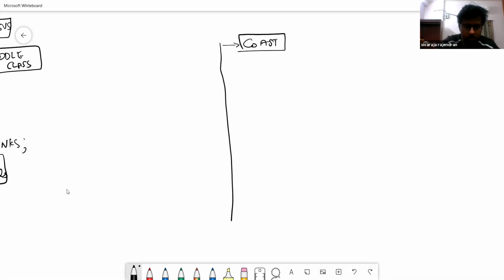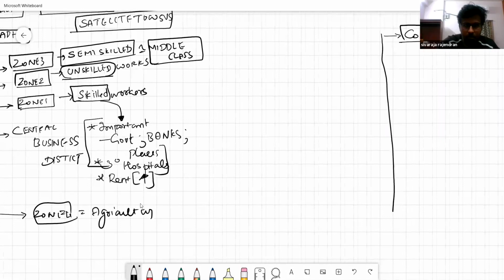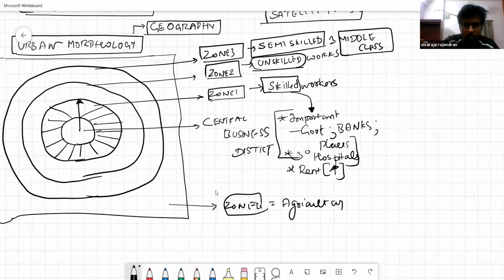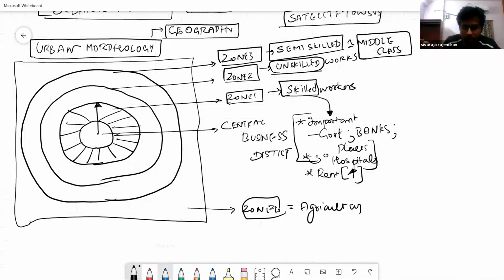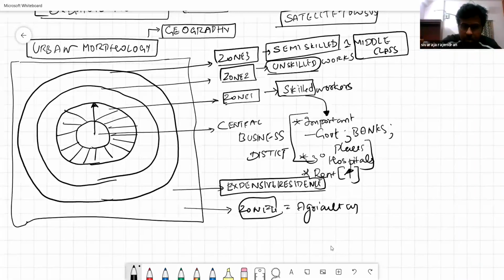And one more zone you can have. This outer zone, if you see, is completely outside. Before this agriculture zone, completely outside, is expensive residence. So the complete outside has expensive residences. So this will be the thing.